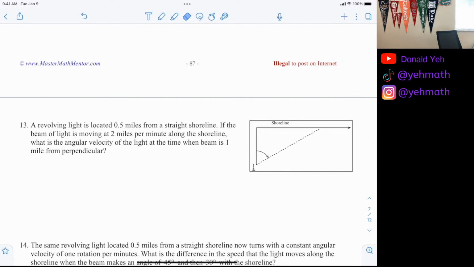The beam is one side from where it's perpendicular. It's very hard for me. That's the beam, that's the perpendicular. I was thinking that word just doesn't make sense in my head. 1 mile from perpendicular. So this is the 1 mile from perpendicular. This one doesn't go like perpendicular. It just didn't make sense in my head.